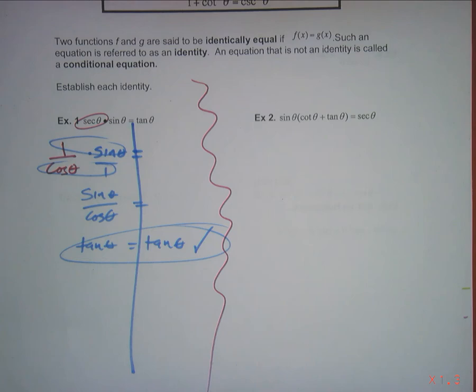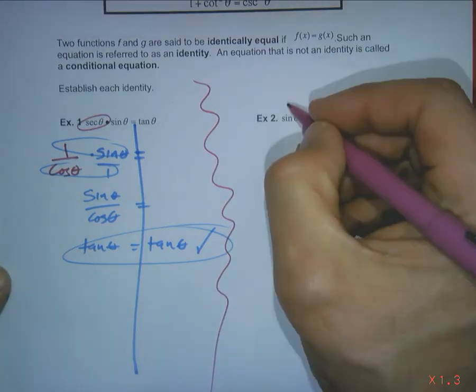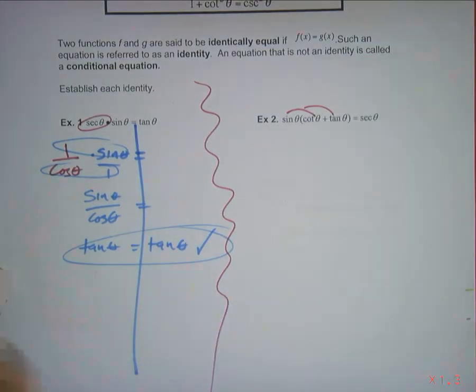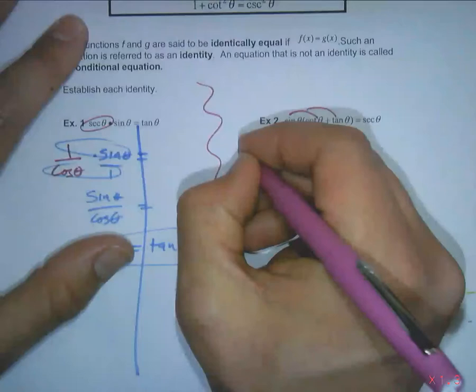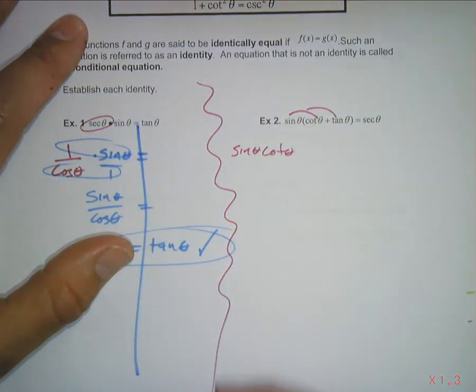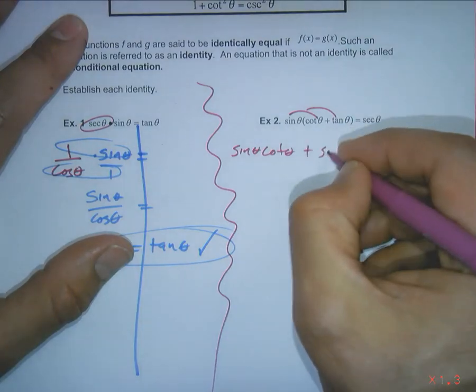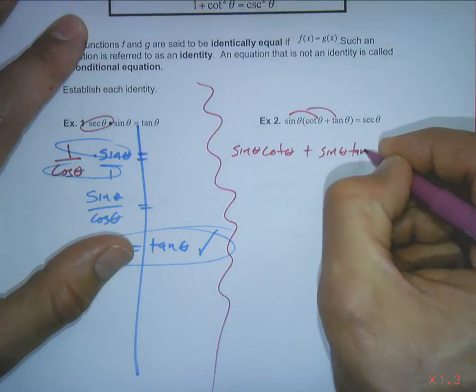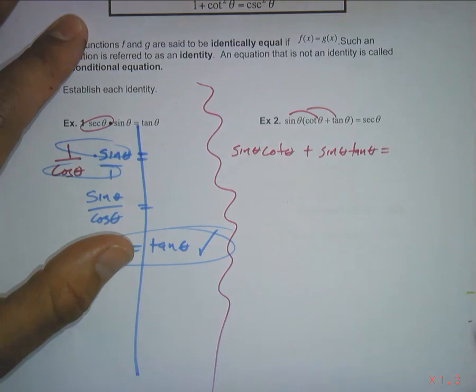You normally do when you see a quantity like that. Go ahead and distribute it. So I'm going to go ahead and take sine times both of these guys. All right, so I've got sine of theta, cotangent of theta, plus, and then I've got sine of theta times the tangent of theta. And we're trying to stay on this side.